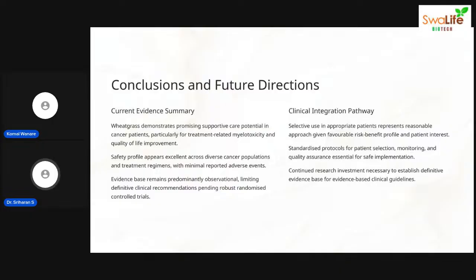Wheatgrass is one of the great examples in nutraceutical products. So if you are doing any research on nutraceuticals, any meta-analysis or systematic review, go with wheatgrass. It will give weightage to your paper and weightage to your resume also.